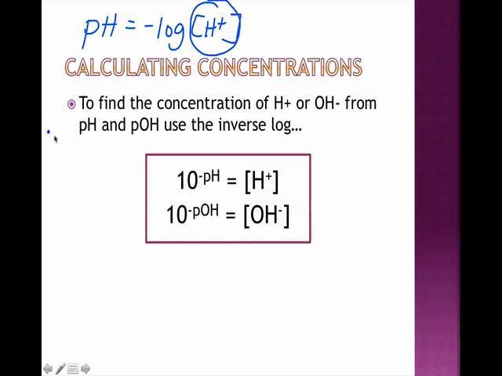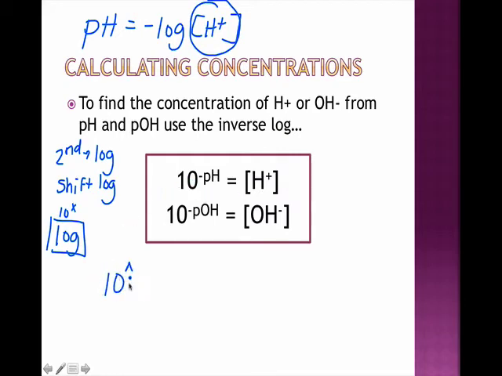A lot of people press second and then the log button, or maybe shift and the log button. If you find your log button on your calculator, usually right above it, it says 10 to the x. That's what you use when you're trying to go back to the hydrogen ion concentration. You can also just punch in 10 and raise it to the negative pH, whatever that is. So you don't have to do the second and the log. You can just type in 10 and raise it to the power of the negative pH.